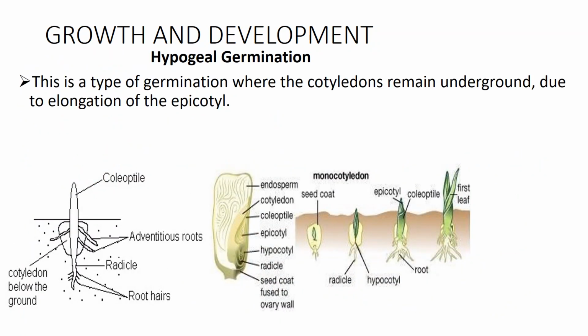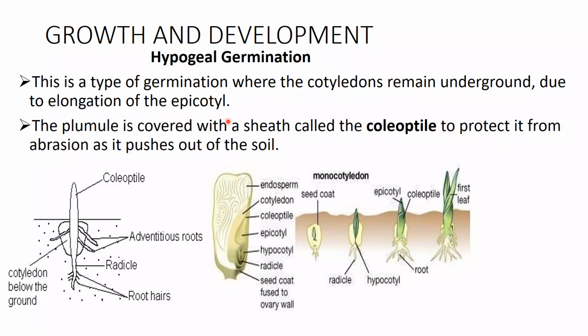Next is the hypogeal germination, which is the type of germination where the cotyledons remain underground due to elongation of the epicotyl. So this is the epicotyl that elongates, making the cotyledon remain under the ground. Okay. So the plume is covered with a sheath, which we discussed, called the coleoptile, which protects it from abrasion as it pushes out of the soil. So it protects it from mechanical damage as it is pushing out from the soil.